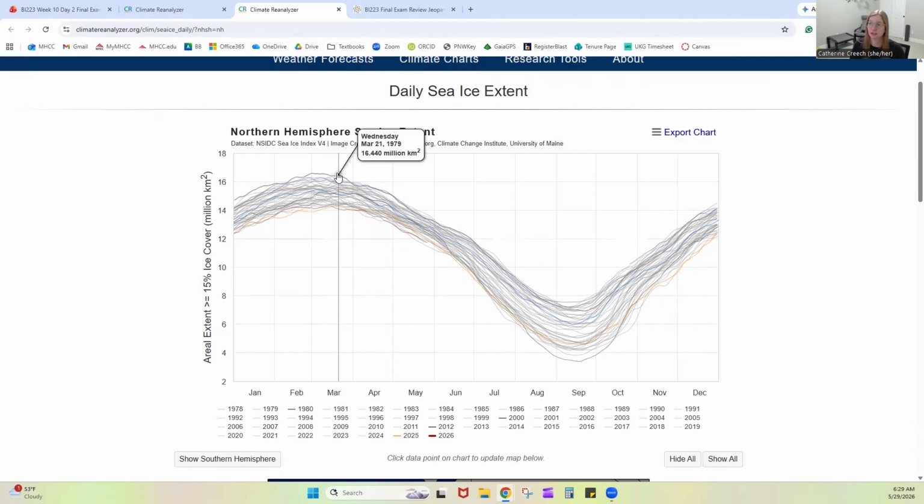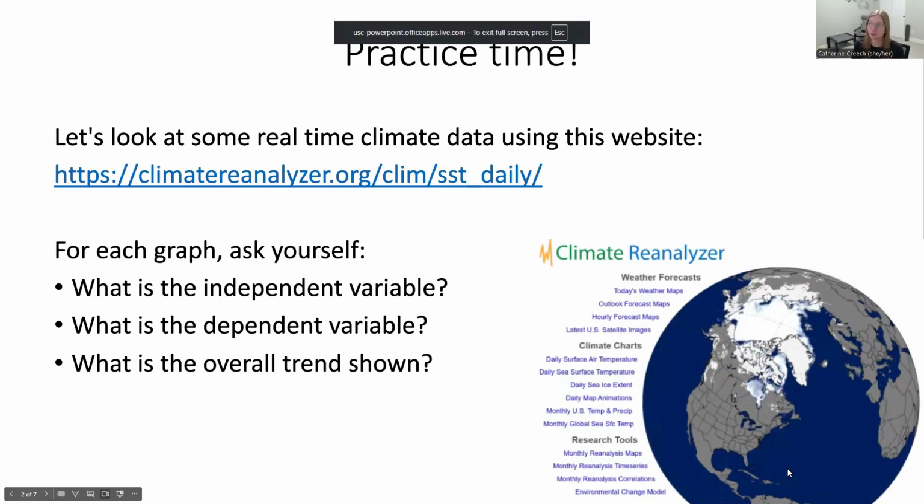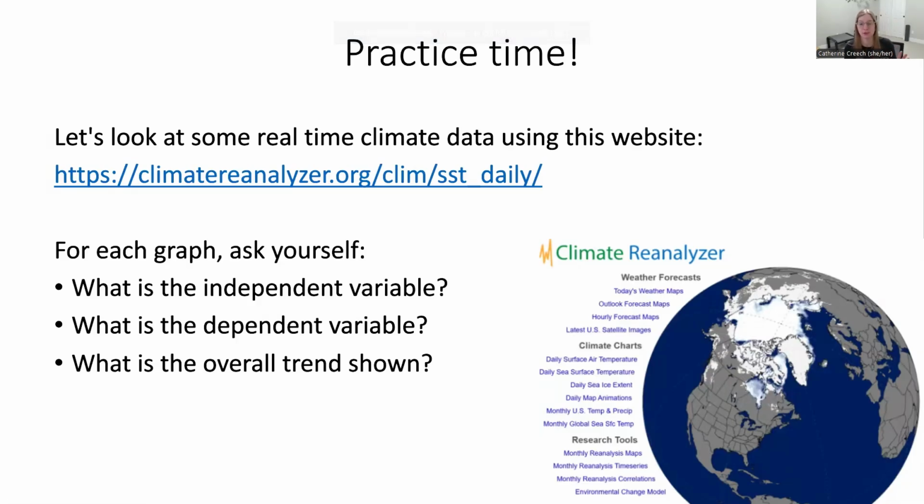What is the trend we saw? Older years are higher. That means that there was more sea ice. More recent years are lower. That means that there is less sea ice. All right, let's go back to our practice essay question. So that's something for you to think about using this data. Please explore it, play with all the different graphs on there so you can practice thinking about variables.